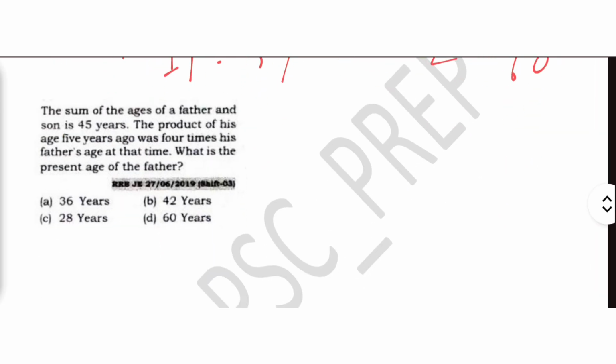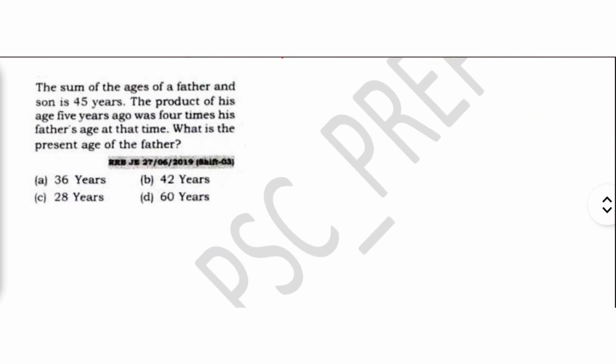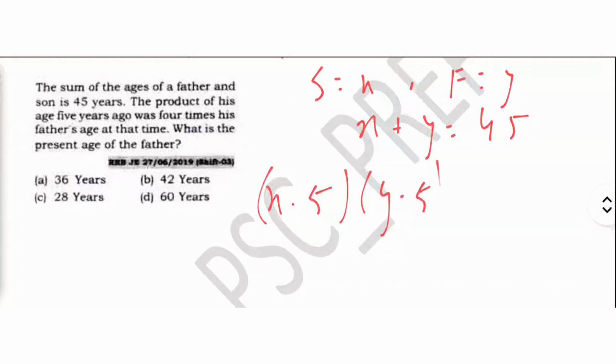The sum of the ages of father and son is 45 years. The product of his age 5 years ago was 4 times his father's age at that time. Let son be x, father be y. The sum of the ages is x plus y is 45. And the product of their ages 5 years ago, that is x minus 5 and y minus 5, is nothing but 4 times his father's age at that time, which is 5 years ago only.